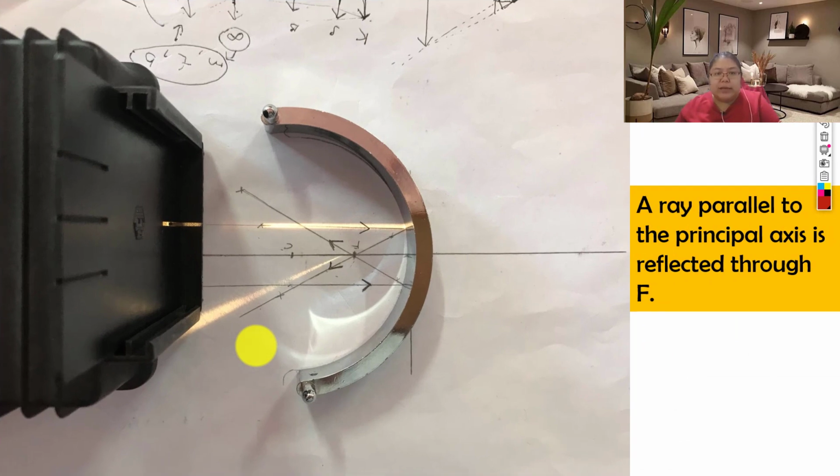Okay, this one is one of the examples. If I'm using the ray diagram, you can see the straight, parallel line. After that, it hits the concave mirror, and they will be refracted to the focal point. So this one is a focal point. They say a ray parallel to the principal axis is refracted through the F. So this one is an example.